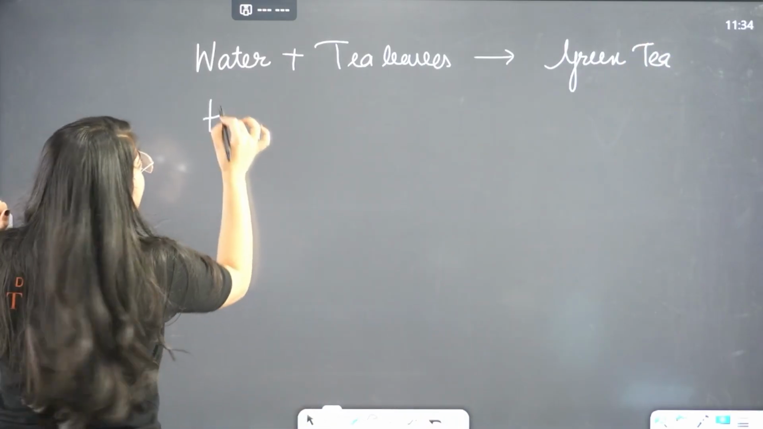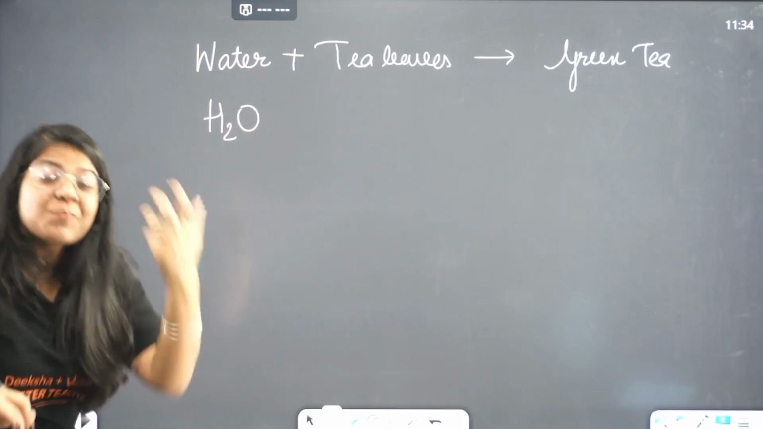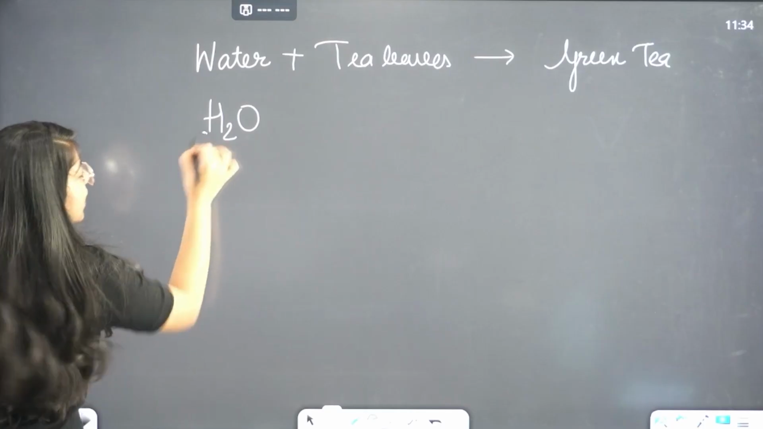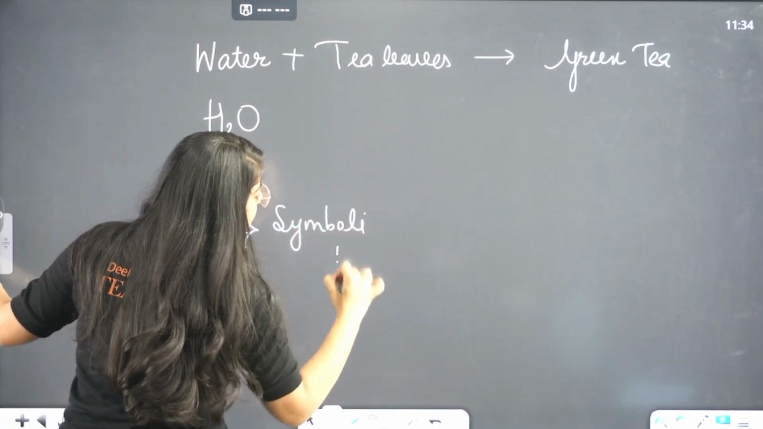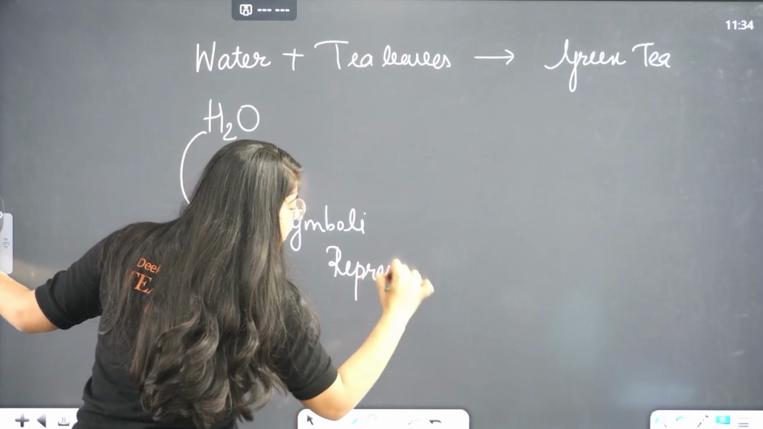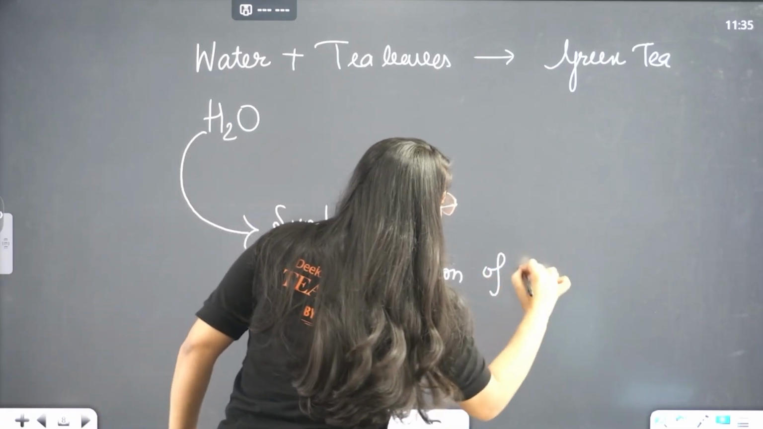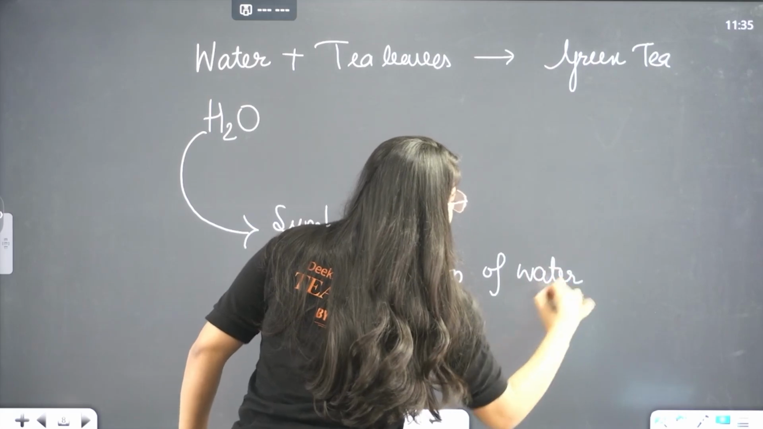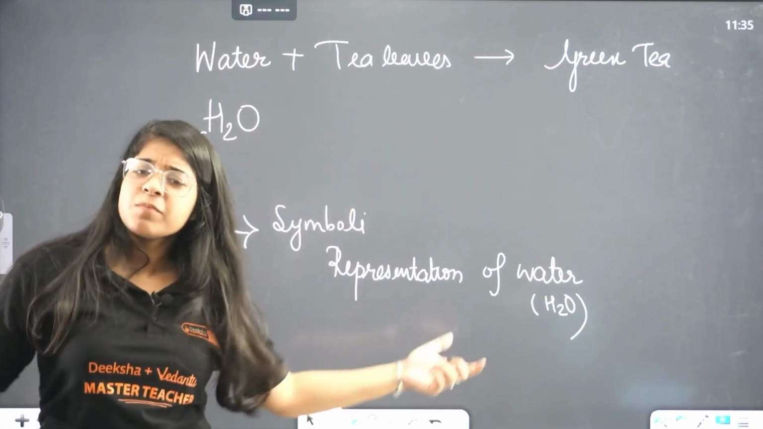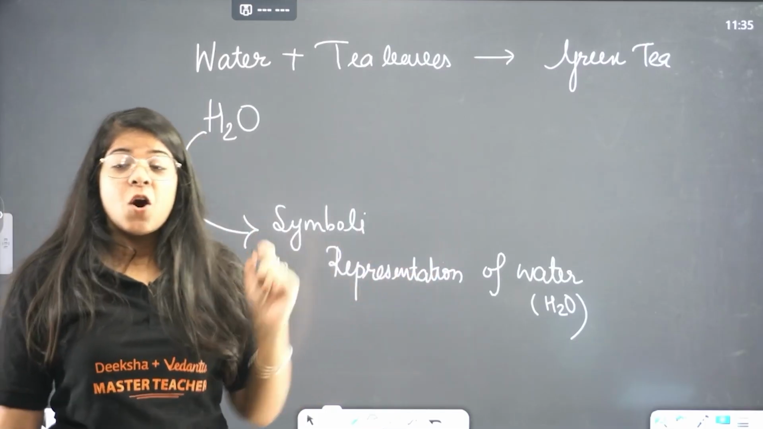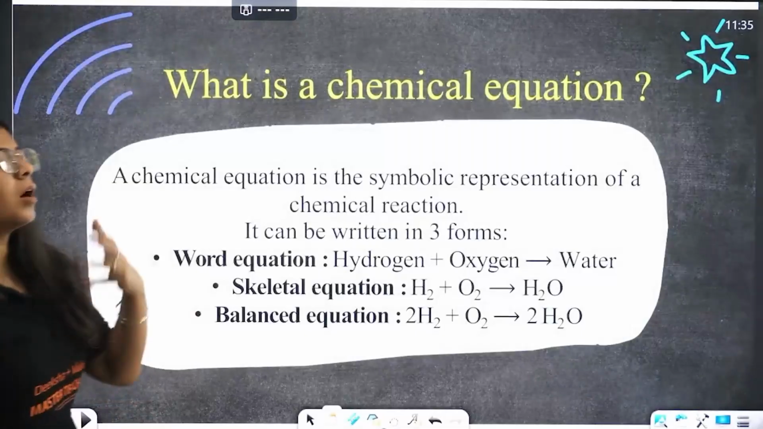But for water, can I write H2O? This is a symbolic representation of water. So instead of writing complete water, we gave it a formula, that is H2O. Why? Because it is made up of 2 atoms of hydrogen and 1 atom of oxygen. Understood? So why do we do that? To make our work a little bit easier.